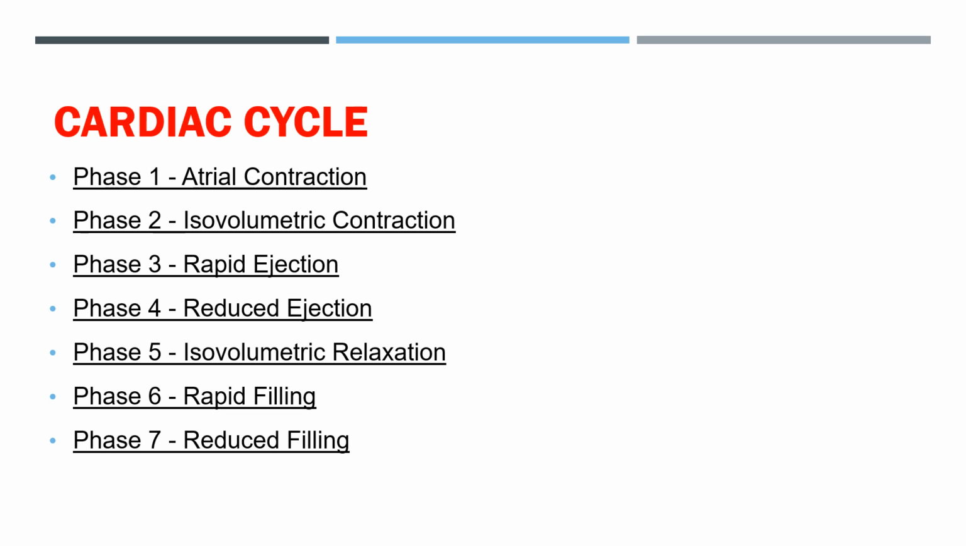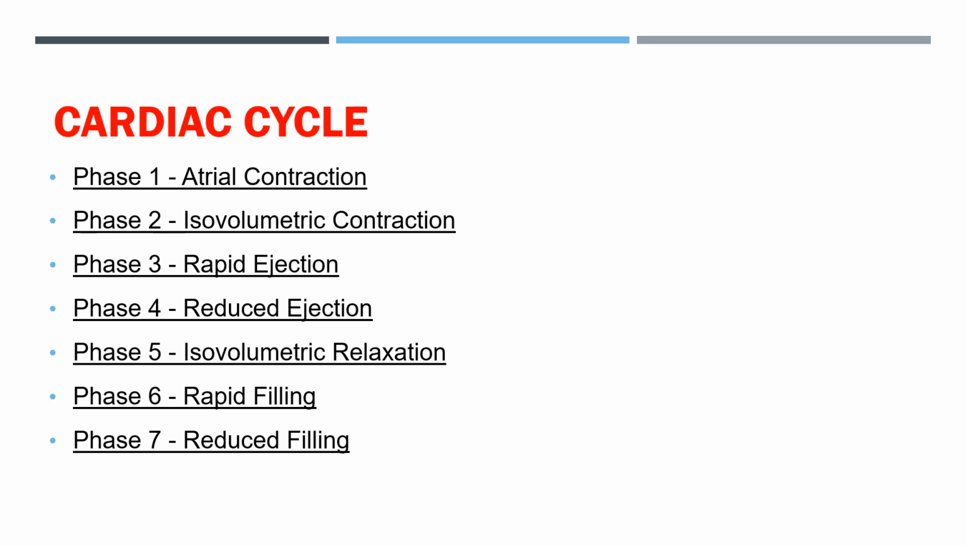In the first phase, that is atrial contraction, the atria will contract and blood is ejected into the ventricles. 70% of the blood in the atria goes to the ventricles without any contraction, and only 30% of the blood passes to the ventricles by atrial contraction. That atrial contraction is also known as atrial kick.